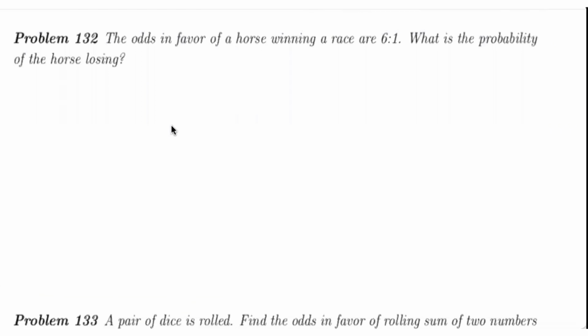Odds in favor, and so on. Now this time it's losing, the probability of losing. Answer this question: the probability of losing. John? Would it be 1 out of 7 chance? Very good. This is winning, so you switch this and then do it. Excellent.